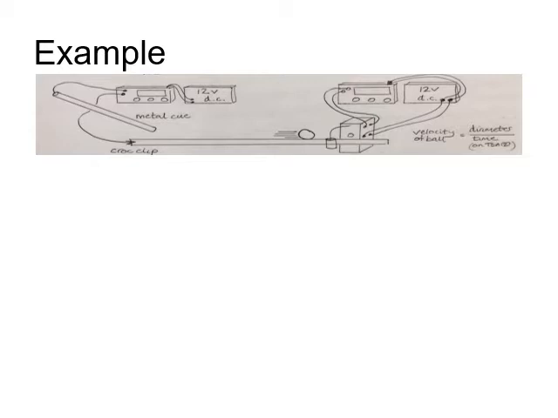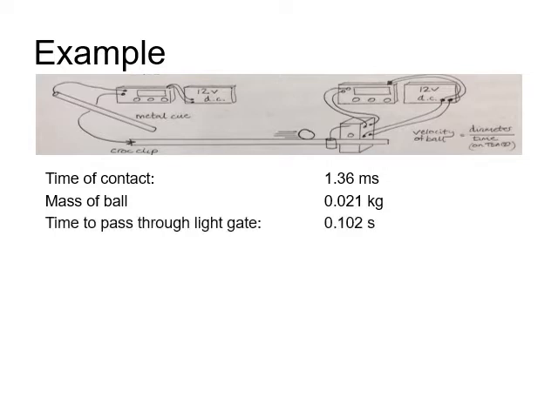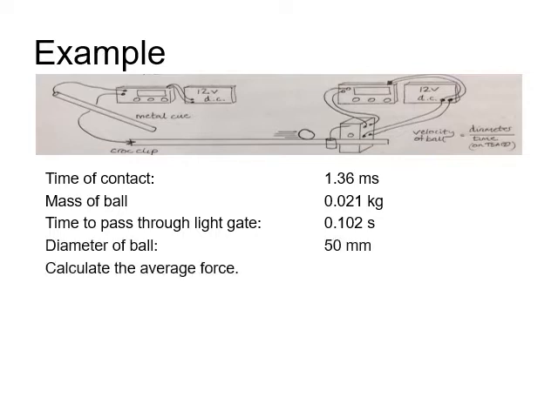Okay, so let's take those results and work out what we've got there. So we've got the time of contact, the mass of the ball, and I've written down here the time to pass through the light gate because sometimes you get given the time. I could see on the video that we're given the velocity and the diameter of the ball. And we're asked to work out the average force.